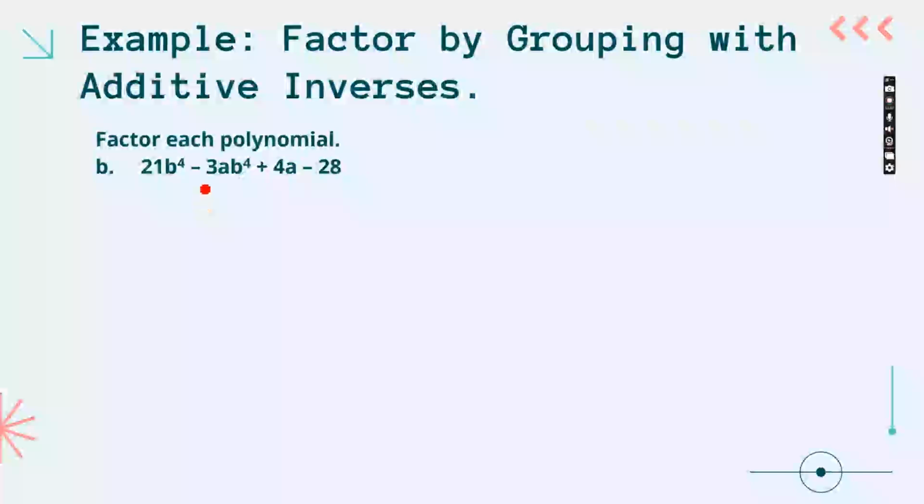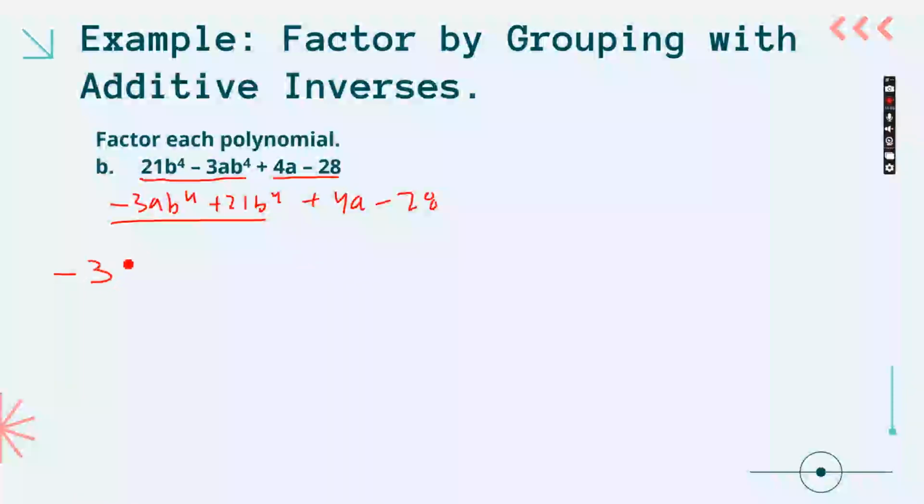Same thing here though. Going to be about the same problem, give or take. But I probably want to switch around these two terms in our first group. This gives me, let's say for example, negative 3ab to the 4th power plus 21b to the 4th power plus 4a minus 28. From here, we do the same thing. Think of what their greatest common factors are and factor them out.